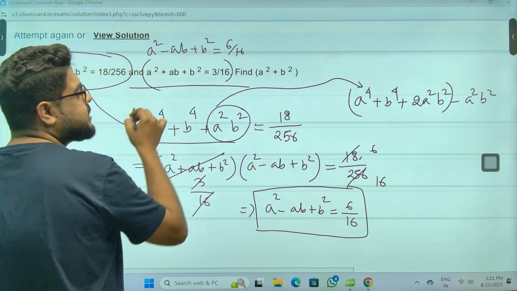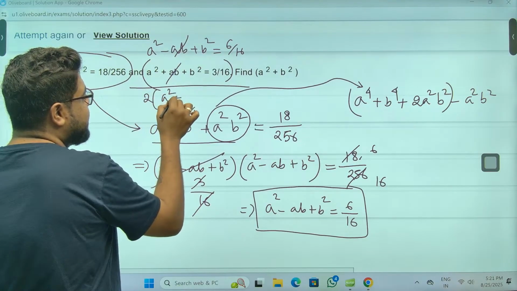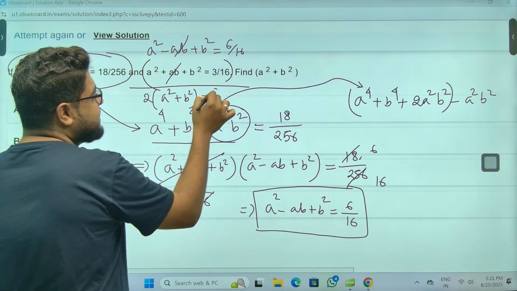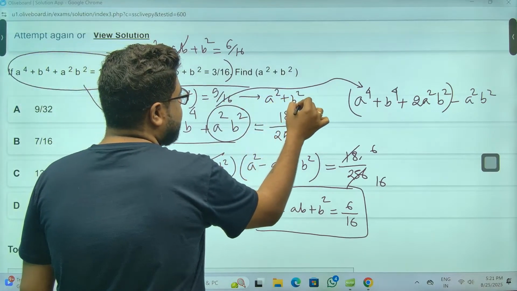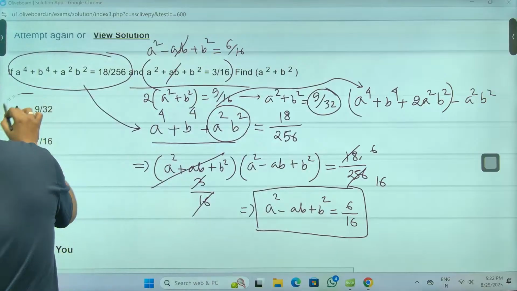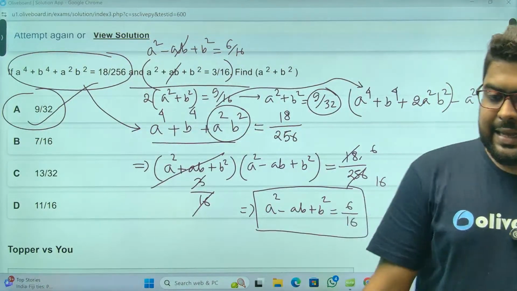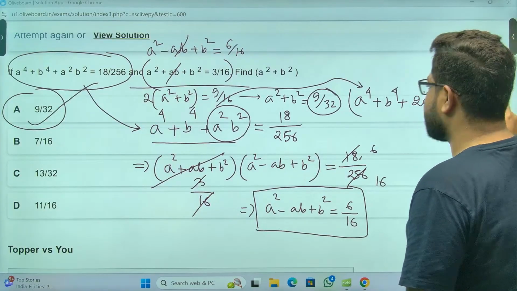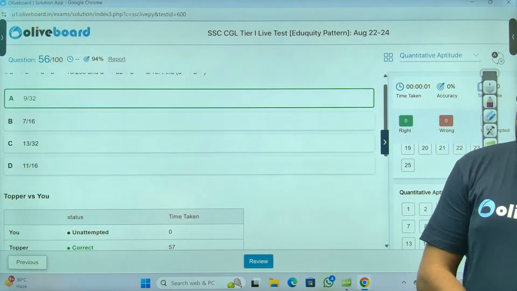Now add these two equations. AB cancels, twice of A square plus B square remaining. And it is 9 by 16, sir. So A square plus B square will be 9 by 32, sir. Option A, 9 by 32 is most definitely your correct answer. Done, everyone. Absolutely done.